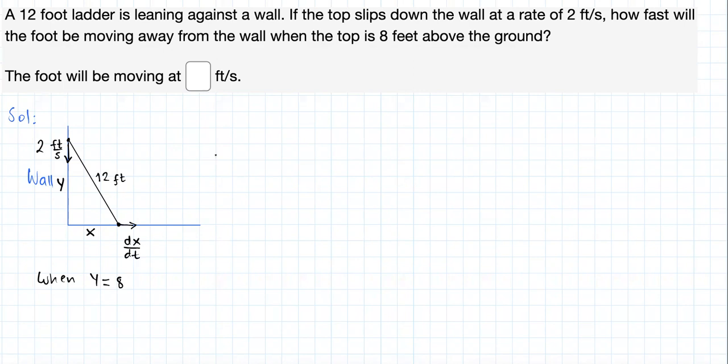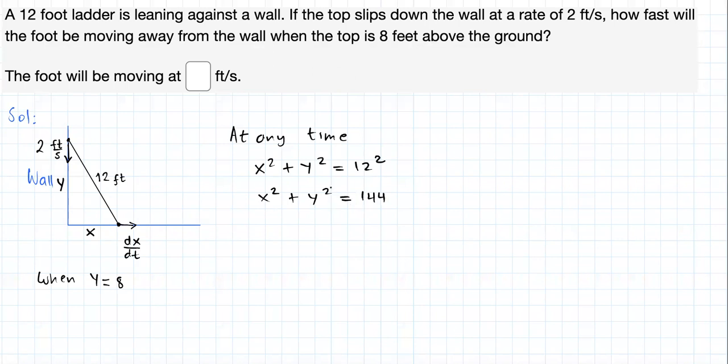Let's do it. So at any time, since x and y are part of this right triangle, due to the theorem of Pythagoras, x squared plus y squared should be equal to 12 squared. X squared plus y squared should be equal to 144, which is the square of 12.